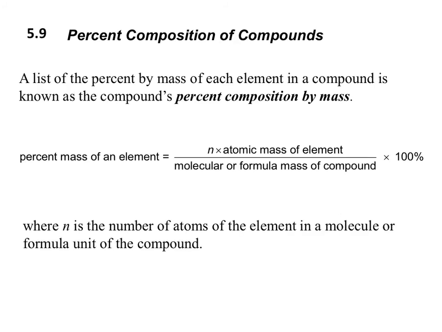Percent composition of compounds. A list of the percent by mass of each element in a compound is known as the compound's percent composition by mass. So the percent mass of an element is n times the atomic mass of the element divided by the molecular or formula mass of the compound, times 100, where n is the number of atoms of the element in a molecule or formula unit of the compound.